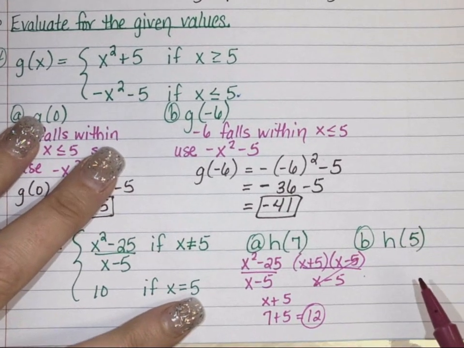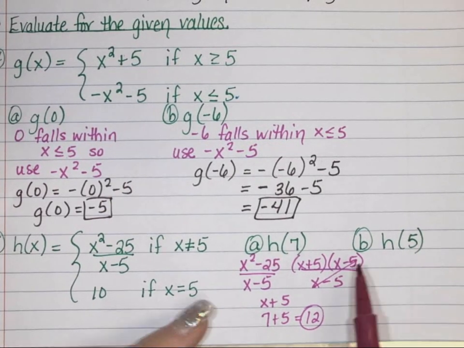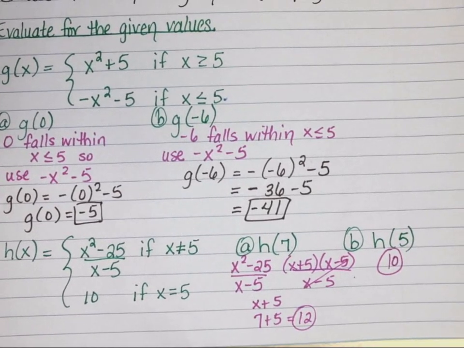Okay, part B, h of 5. Well, they actually tell us that x is 5, so guess what? My answer's 10, no work. That's it. Don't you love those? Do you want me to give you all of those on the test?